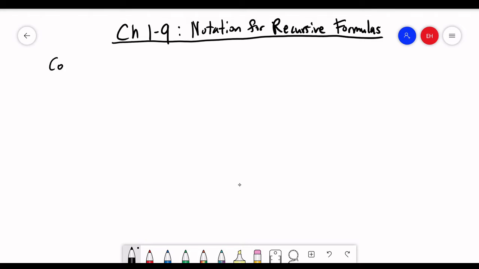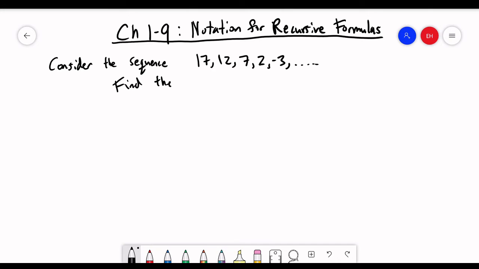Today we have Chapter 1.9, Notation for Recursive Formulas. So we did the recursive formulas for the sequences in our last class. And it turns out I was already using the notation because I knew you guys were ready for it. So this chapter really is just more practice with the recursive formulas.